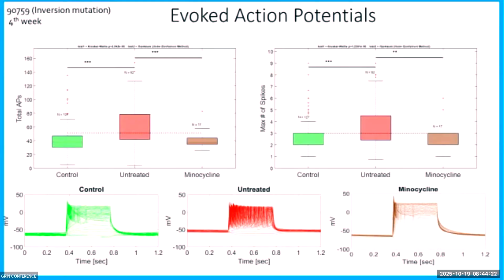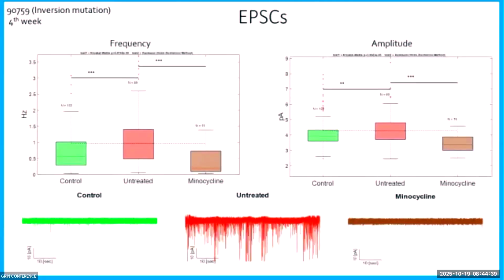We have different types of measures of the excitability. Here we measure the maximum number of spikes, here we measure the total spikes. For example, with minocycline, this reverses this phenotype. You can see here example recordings of the control, the untreated, and the minocycline.